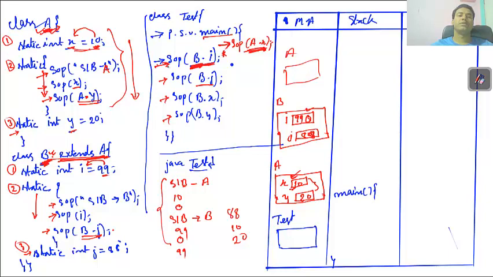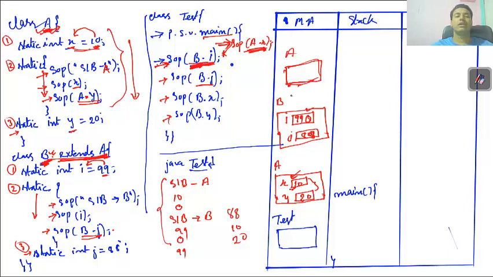Now assume the next step is B.i. At that time B class was not loaded, so JVM will try to load class B, but B class extends A, and the superclass A was already loaded at this point. Now will it load class A again? It is not going to load the class again. Class A was already loaded.